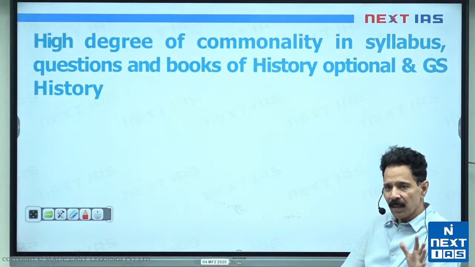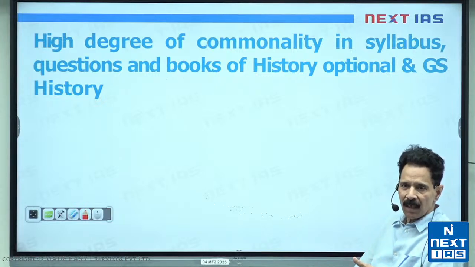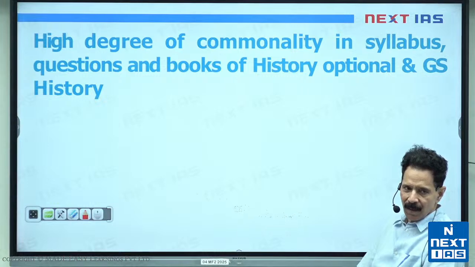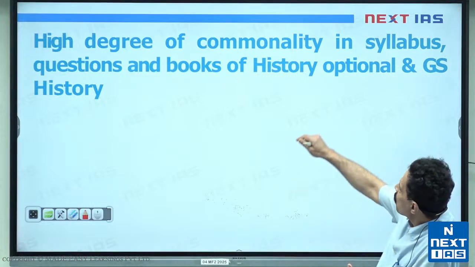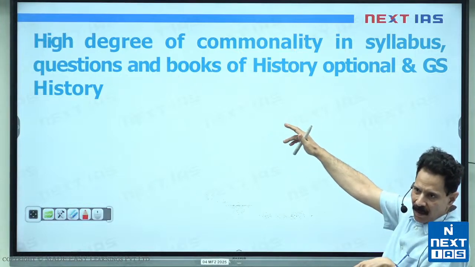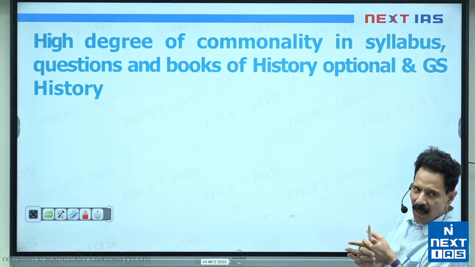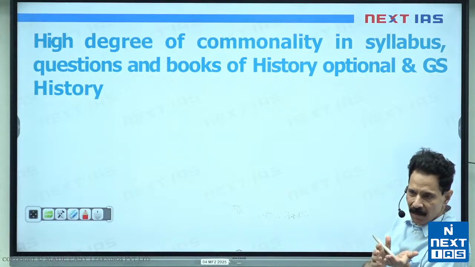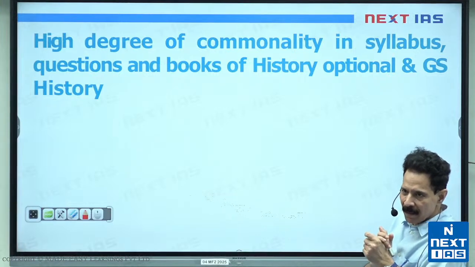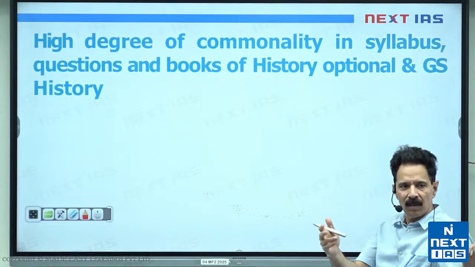And those books are the basic books you should follow in history optional subject as well. And those are the basic books for GS as well. So with respect to syllabus, question and books, there is a great degree of resemblance between history optional subject and GS history. Yes. And you can raise your queries and questions and all. Always welcome.